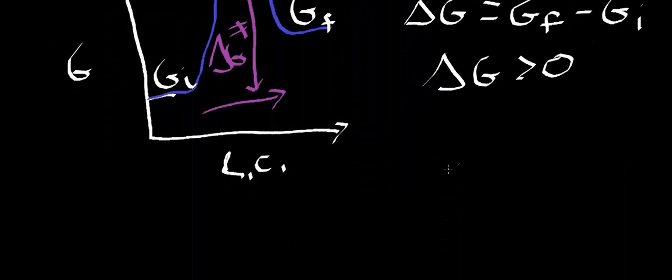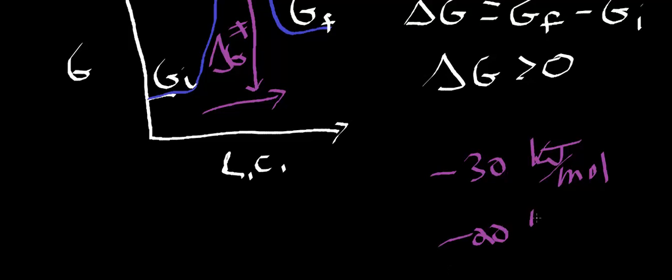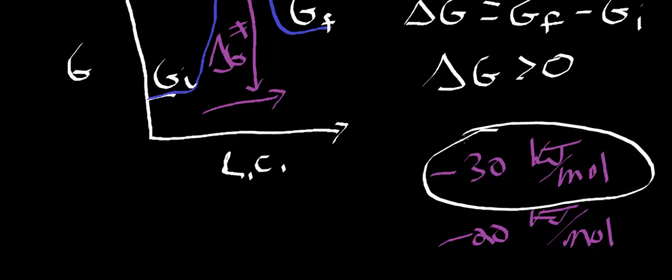So let's say I have two delta G's. One of them's, let me do this. Let's say I have one delta G that's negative 30 kilojoules per mole, and let's say I have another one that's negative 20 kilojoules per mole, right? And I ask you which one's more thermodynamically favorable. Well, you'd say this one, right? It's more exergonic. So the larger the delta G, or I should say the larger the magnitude of a negative delta G, in other words, the more negative it is, the more favorable it is thermodynamically.